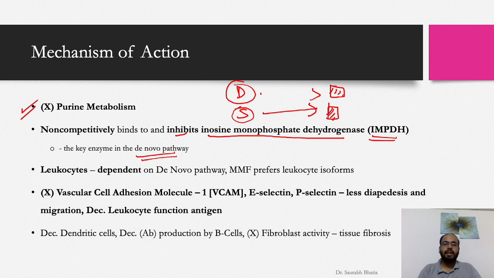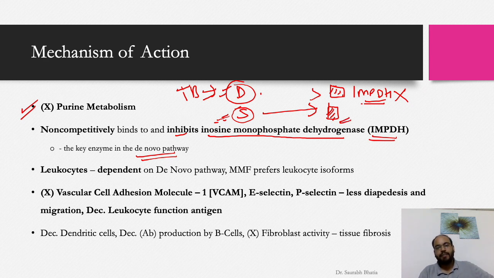Now what happens is that leukocytes, the T and B cells, are dependent entirely on the de novo pathway. They don't have a good functioning salvage pathway. Normal cells have both pathways, so they are able to make purines if one pathway gets blocked. IMPDH is a key enzyme of the de novo pathway. So if this enzyme gets blocked, normal cells can form purines with the salvage pathway, but T and B cells don't have that good functioning salvage pathway, so their DNA synthesis gets blocked, leading to decreased proliferation of T and B cells, leading to immunosuppressive effects.